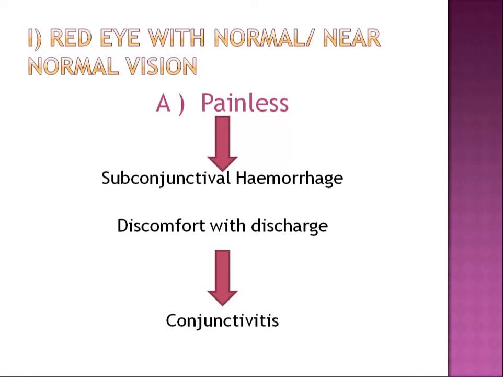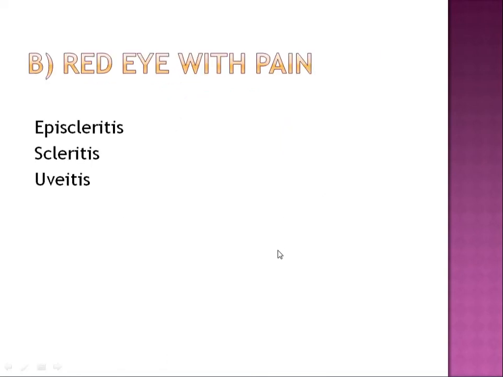So for you to diagnose, look at the main features: redness, vision, and pain. These are the three things that you need to see. If it is painless, think of causes depending on the symptoms and signs you're seeing. If it is a subconjunctival hemorrhage, don't forget to see the posterior limit. If there is discharge, try to look at what type of discharge it is, so that you can classify which type of conjunctivitis it is. Then again, these are the features with pain. Always, painful red eyes can be these things.